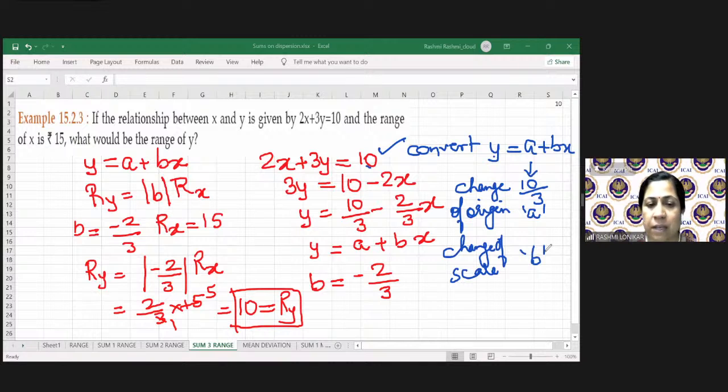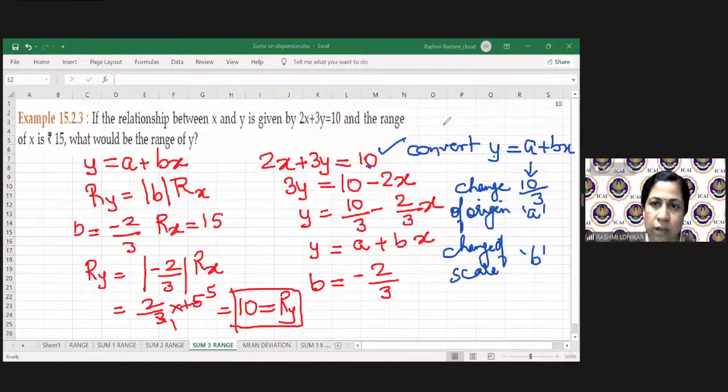So this is the type of questions that you can have on range. Very simple. Range is simply the largest number minus the smallest number. The one property that you have to remember is that it is unaffected by change of origin, but it is affected by change of scale. The formula is Ry is equal to modulus of B into Rx. Okay. So now let us move to mean deviation.